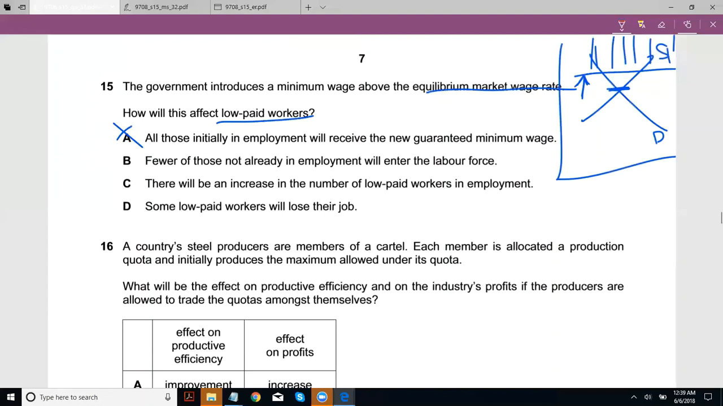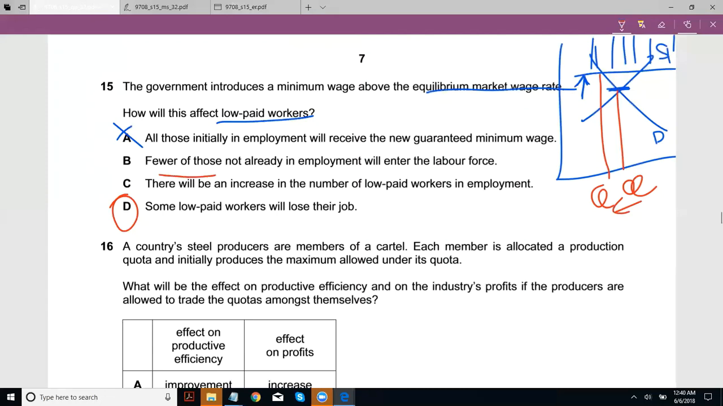Fewer of those not already in employment. D, yeah, D makes sense, but we have to go through all the options. Because if you look at this, this is your quantity initially, but now it will contract to something like this. So people will lose their job.